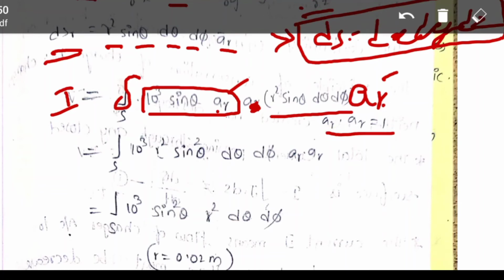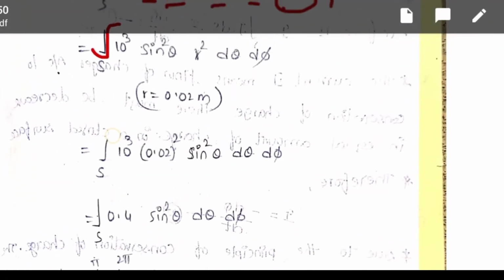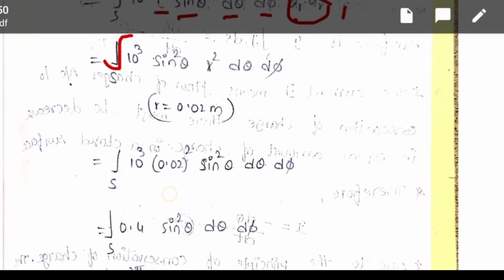Hence we can write surface integral 10 cube r square sin square theta, because sin theta is also there, d theta d phi AR dot AR. AR dot AR becomes 1. Hence we can write surface integral 10 cube sin square theta r square d theta d phi. The given radius is 0.02 meters. We are substituting the limit here.